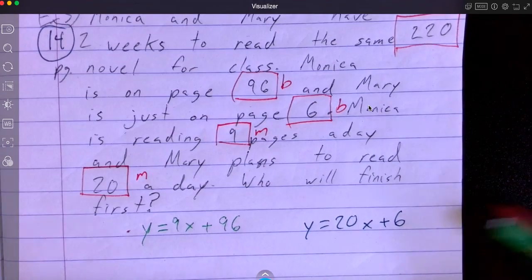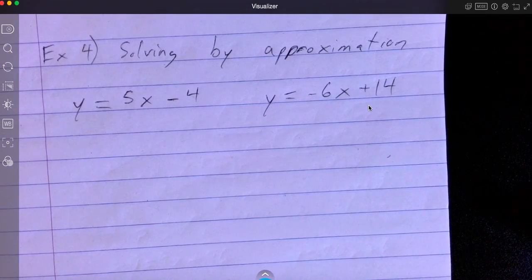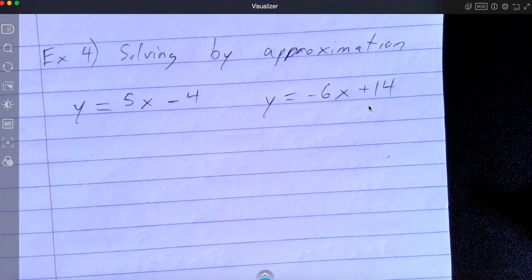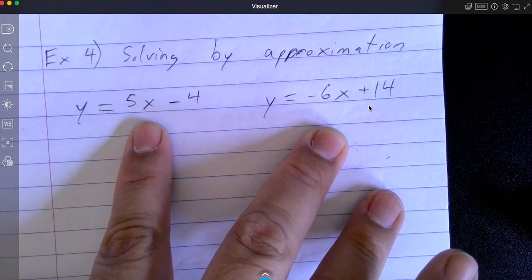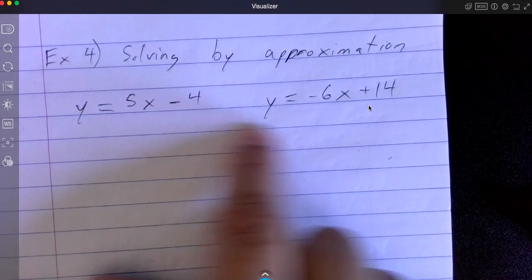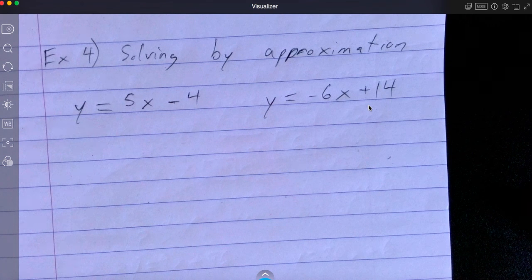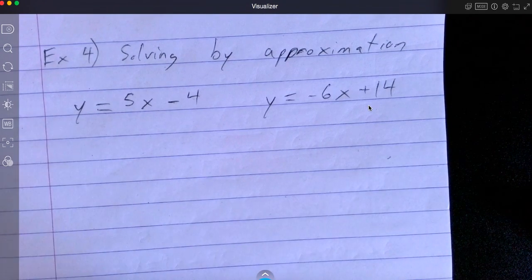Last question, solving by approximation. So here, if we graph these, the problem is they don't meet at a perfect spot. So what we're going to do, guys, for approximations, we're going to use Desmos as well. So write down these equations. We're going to go to Desmos. We're going to plug in these equations and figure out where their answer is on Desmos. Because these, unfortunately, if you graph them, it's not going to be a very clear answer. Okay, and I'll show you what I mean once we graph it.